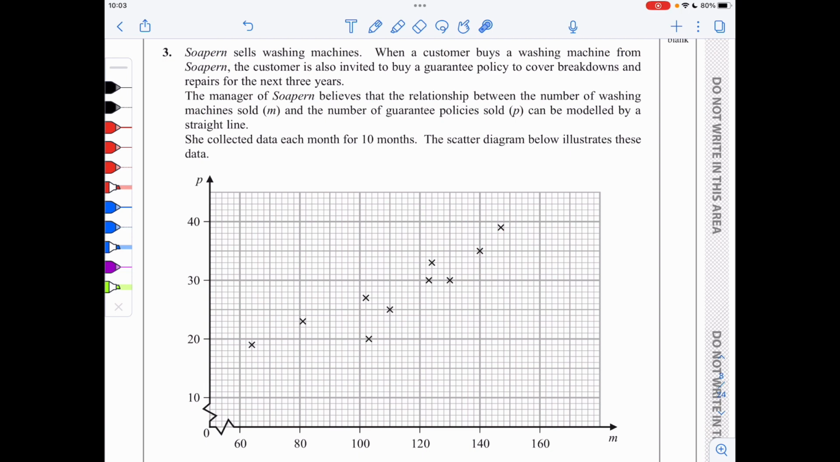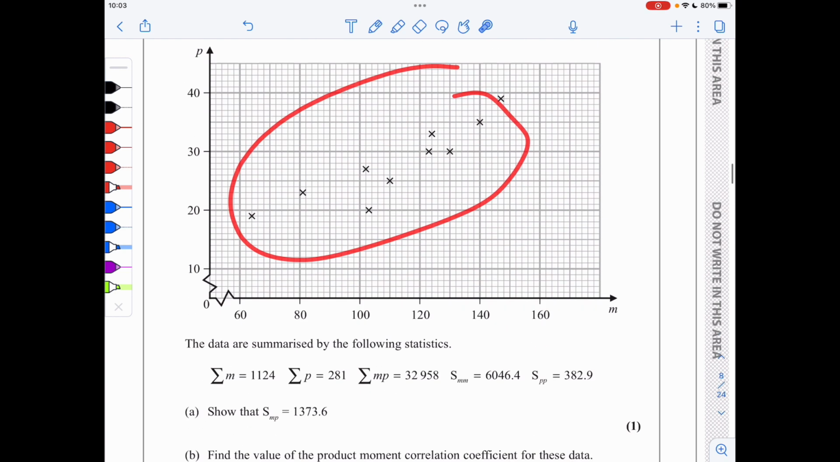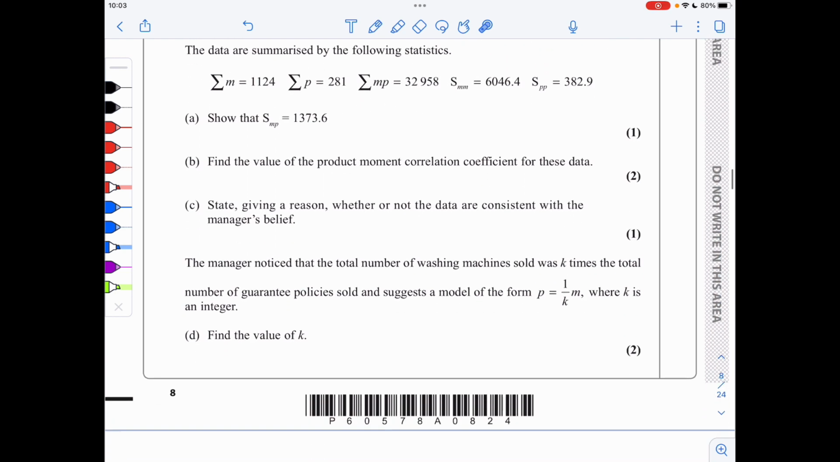In question 3, we are being given information on the relationship between the number of washing machines sold M and the number of guarantee policies sold P. We've got a scatter plot here, and we're also being given some summary statistics. We are asked in part A to show that SMP is 1373.6.